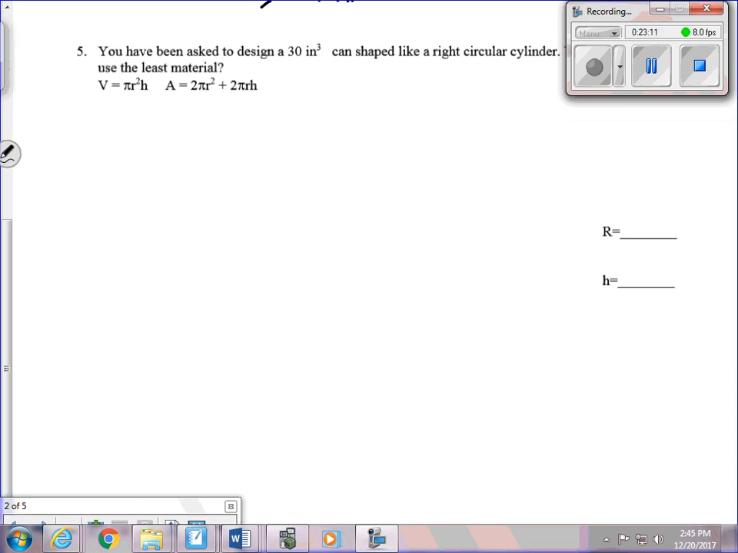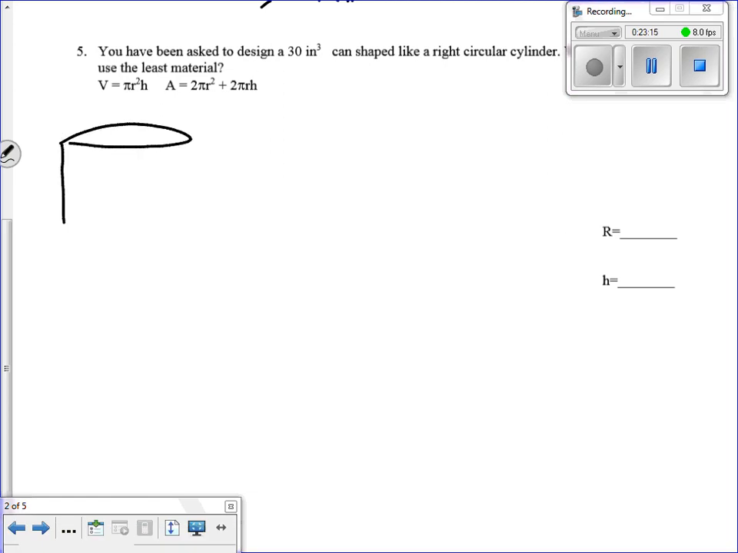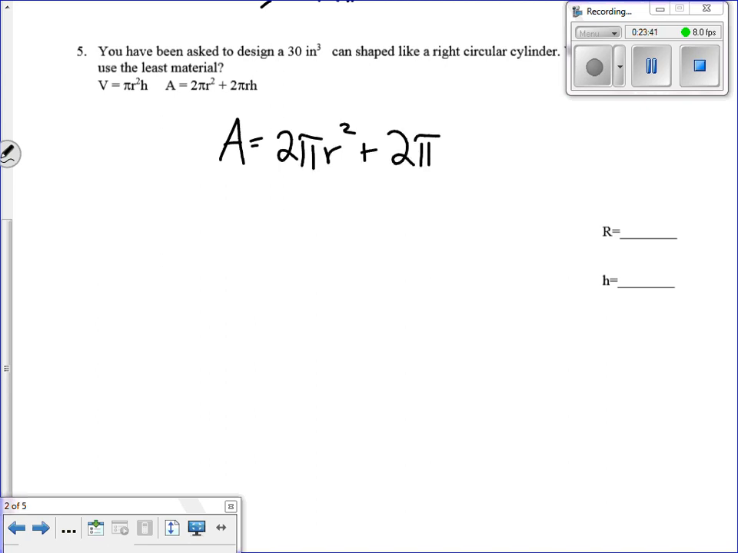Okay, we've been asked to design a 30 cubic inch can, so that's got to be what it holds. All right. Now, right circular cylinder. Well, we're given the volume and we're given the area. So actually, I have a surface area formula. Okay, but what we're trying to do is minimize the amount of material used. So what we're trying to minimize is the surface area. So this is our primary equation. This is what we're trying to minimize. So that's what I start with.